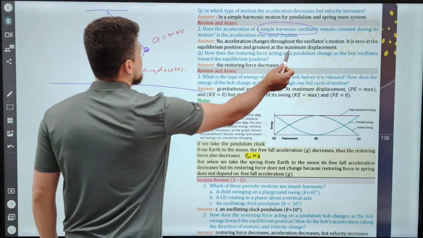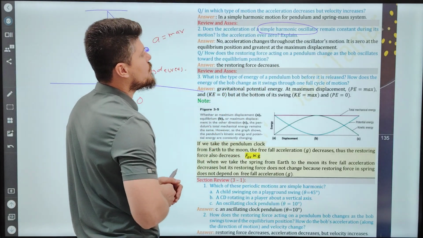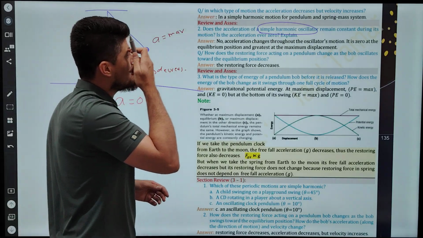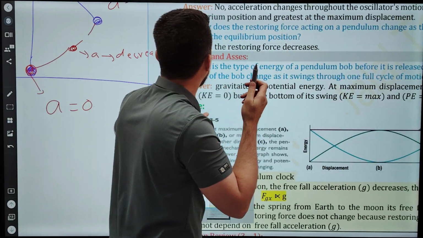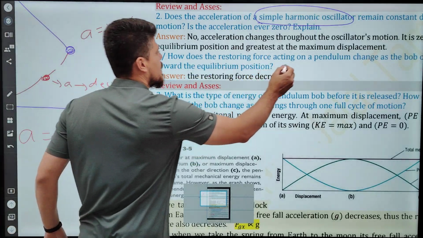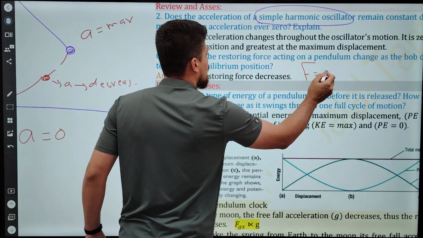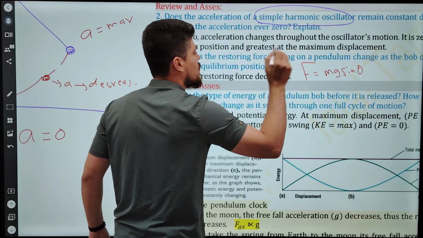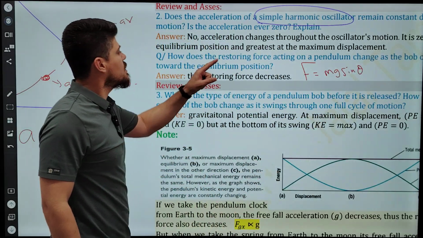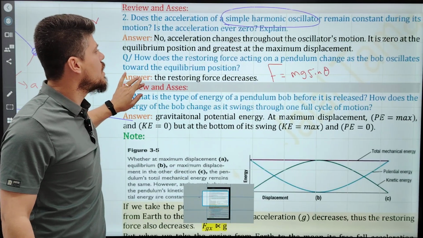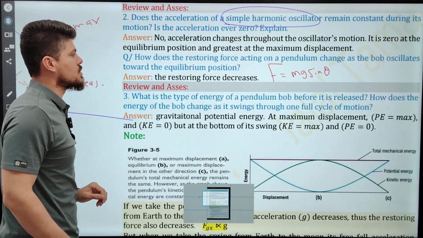How does the restoring force acting on the pendulum change as the bob oscillates toward the equilibrium position? So this is very important. Very good question. Pay attention, please. The restoring force is equal to mg sine theta in a pendulum. In what? In a pendulum. How does the restoring force change as the bob oscillates toward the equilibrium position?